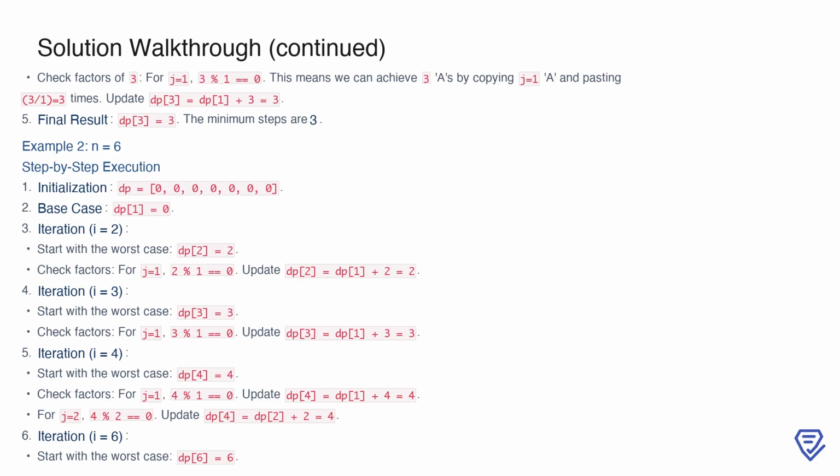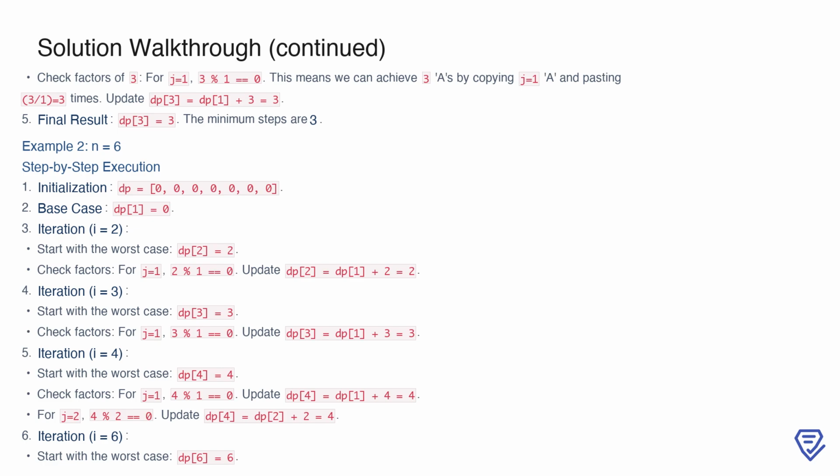To refine this calculation for i equals 3, we check its factors. Since 3 is divisible by 1, it's possible to achieve 3 A's by copying the single A and pasting it 3 times. This results in DP[3] equals DP[1] plus 3 equals 3. With that, we conclude that the minimum steps to achieve 3 A's is exactly 3.